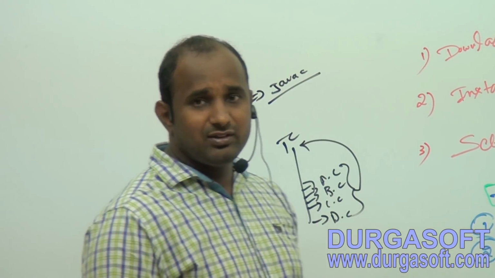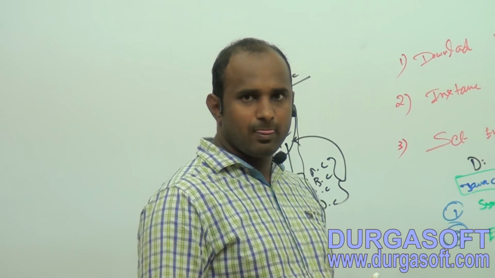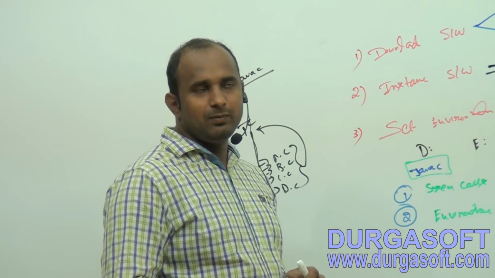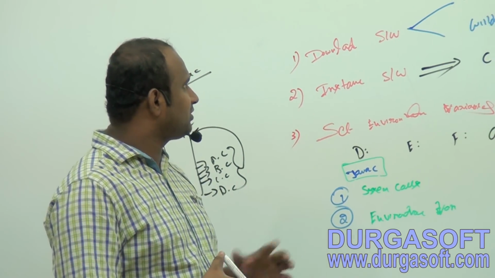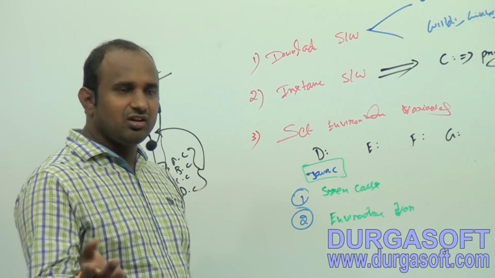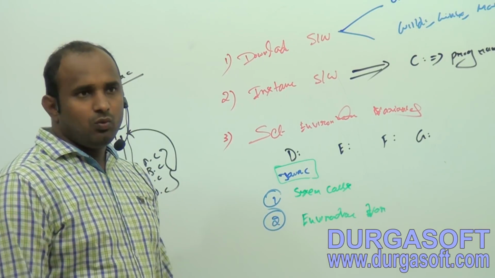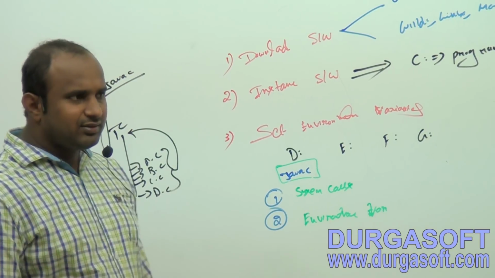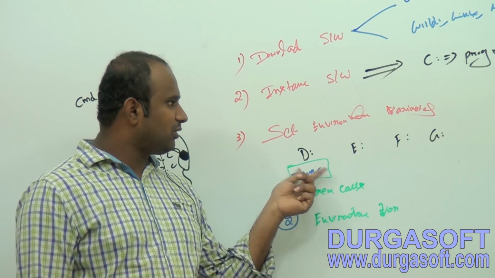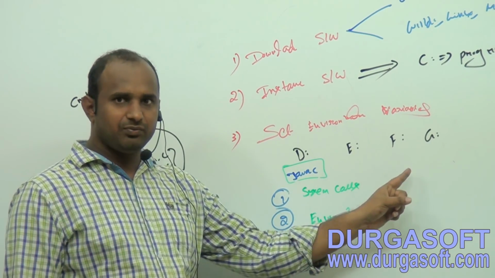Clear? So how many points are there in Java installation? 3 steps. The 3 steps here: download the software, install the software, set the environment variables. What is the purpose of setting the environment variables? To make your javac command available in any folder, any drive.